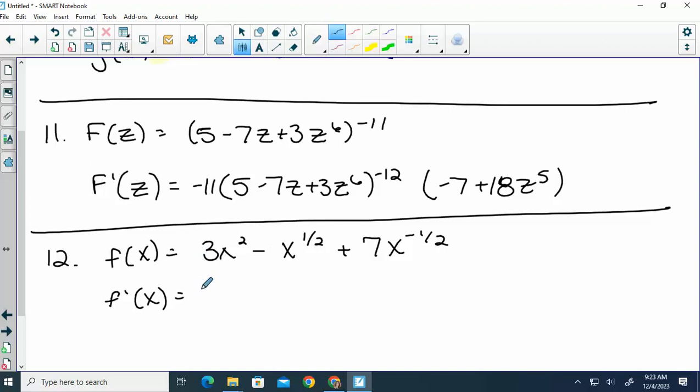So the exponent comes down, so that's a 6x, subtract 1 and it's 1, minus 1/2 comes down, x. When you do 1/2 minus 1, 1 is like 2 over 2. So 1 over 2 minus 2 over 2 is negative 1 over 2. This one, the negative comes down, so negative 7/2 x. Negative 1/2 minus 1, so minus 2 over 2, is negative 3 over 2.